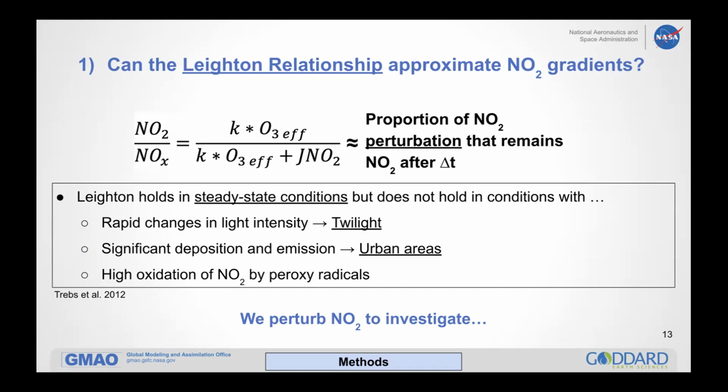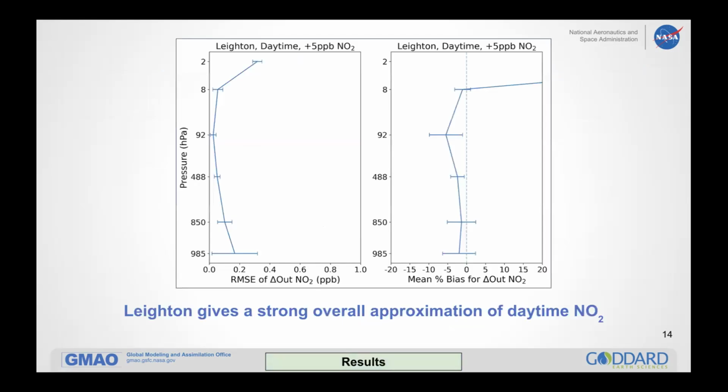So we perturb NO2. The results I show now will be after perturbing NO2 by 5 parts per billion. Overall, we found that during daytime, Leighton gives a strong approximation of NO2 gradients. The plot on the left graphs the RMSE of the change in output NO2 given a 5 parts per billion perturbation to the input NO2, so the unit of RMSE here is parts per billion. On the right is the mean percent bias for the change in output NO2.